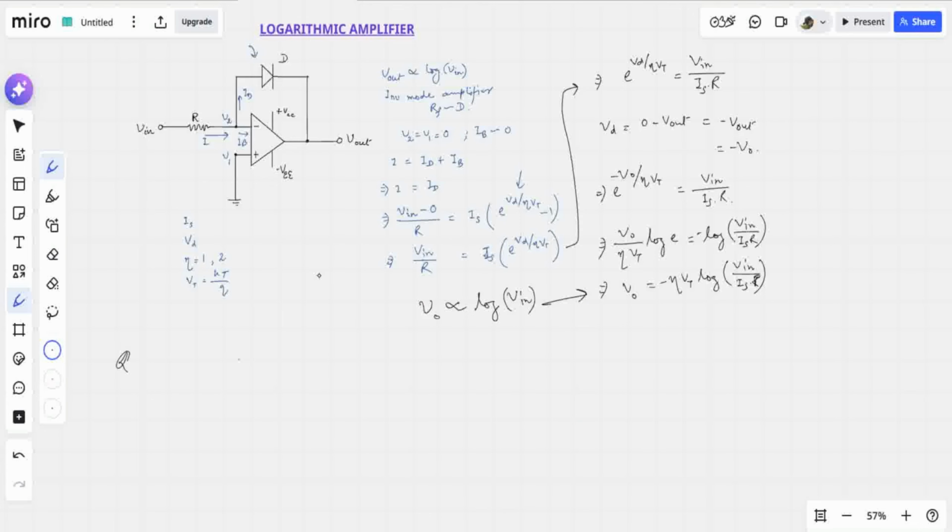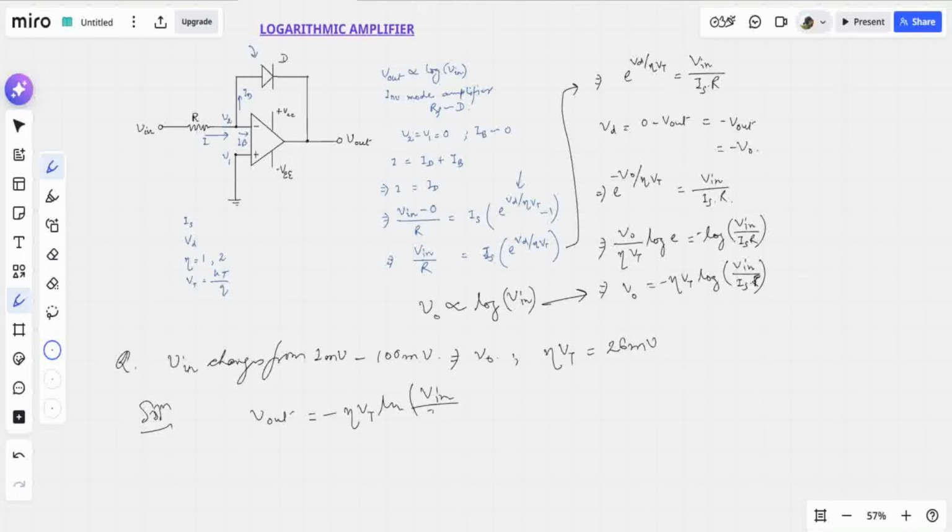Let us consider a numerical where the input changes from 1 millivolt to 100 millivolt. Now we have to determine the change in V naught, given eta Vt is 26 millivolts. As we know, the output voltage V out is given by minus eta Vt ln of V in by Is into R, right?